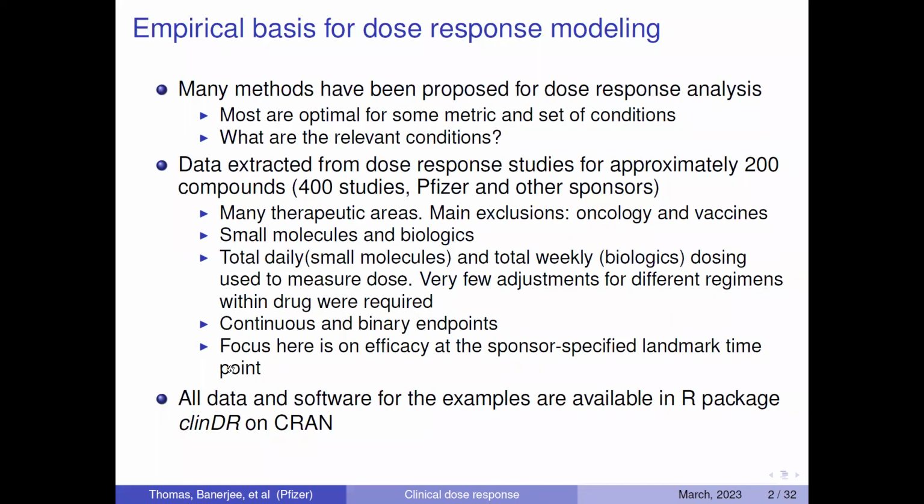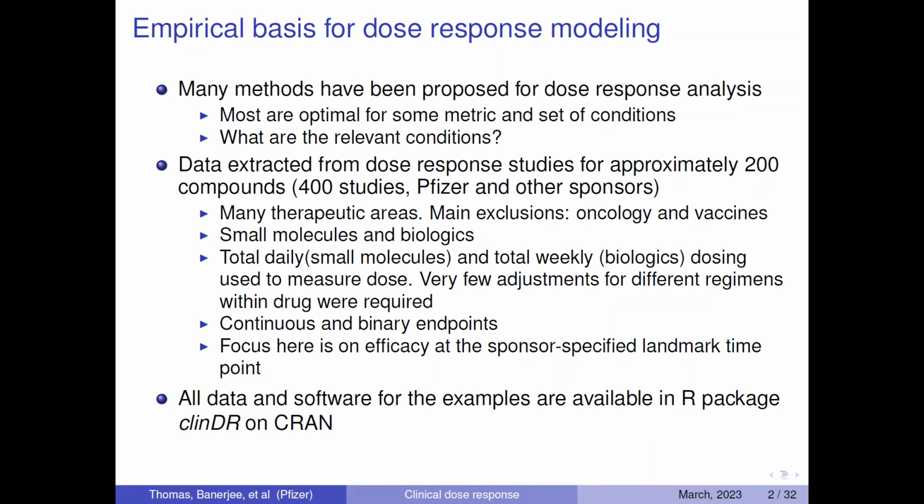There have been many methods proposed and developed for analyzing clinical dose response. Most of these methods are optimal for some metric and set of conditions. Indeed, that's how many of them are derived. So one of the main things we're going to talk about today, though, is what are the relevant conditions? So what do we actually observe in practice?